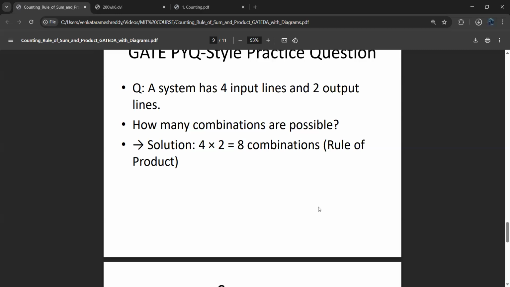See here, these input lines and output lines are independent of each other, because the input is what we are giving, and the output is based on the input. So these two are independent of each other. Whenever these two events are independent, you need to multiply them. So m into n, that is 4 into 2, equal to 8 combinations. So for four input lines and two output lines, there are eight combinations possible.